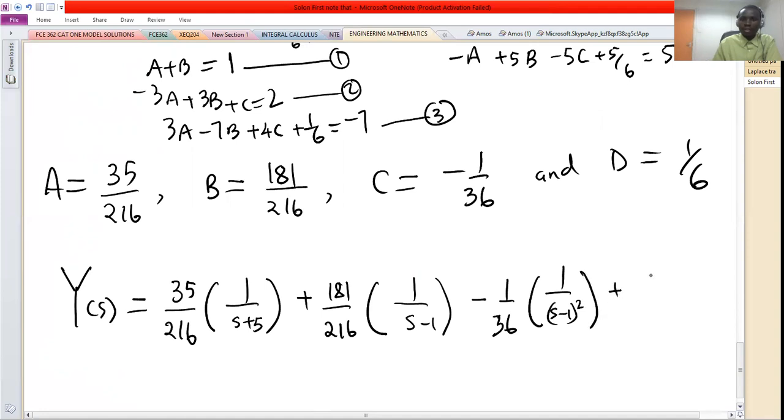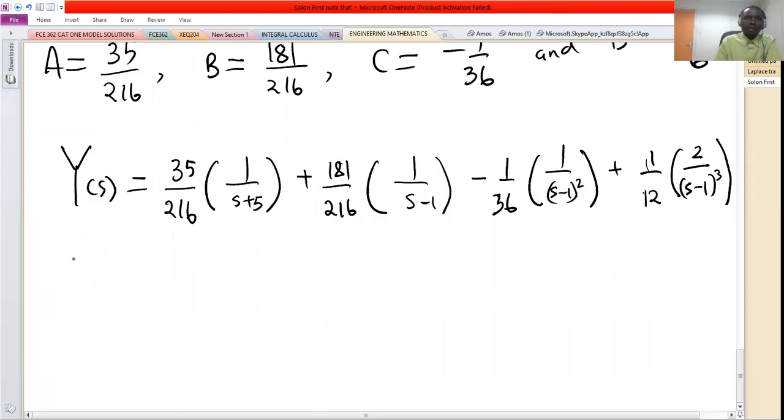and then plus. So remember, so that I have uniformity, I can write this one as 1 over 12, and then I put here 2 over s minus 1 cubed. So remember, writing this one still tells me that the value is 1 over 6.